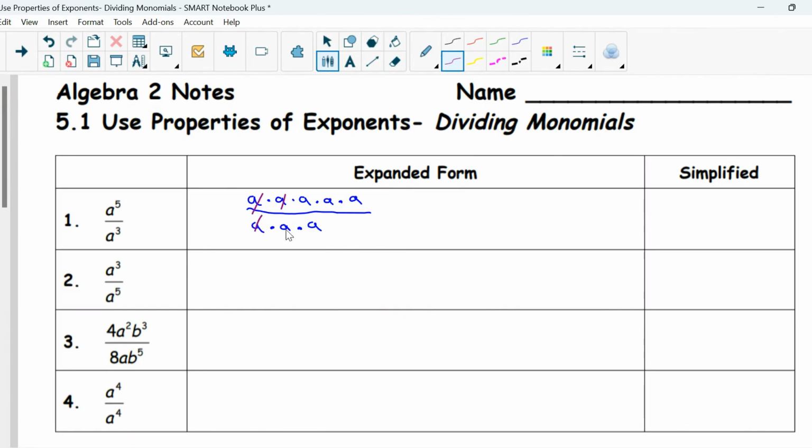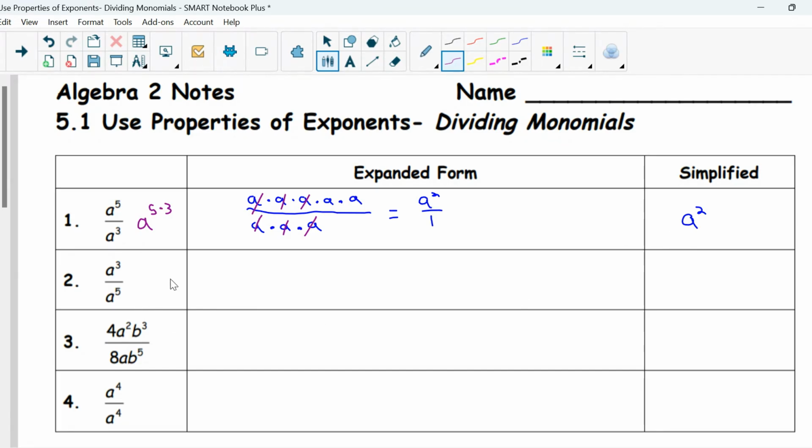So a cancels with a, just like that, leaving us with 2 a's in our numerator. So this is the same as saying a to the second power over 1, which we can obviously simplify as a to the second power. One way that you can skip this process right away is you could subtract your denominator from your numerator. So it's the same as saying a to the fifth power minus the third power. That would get you to a to the second power.